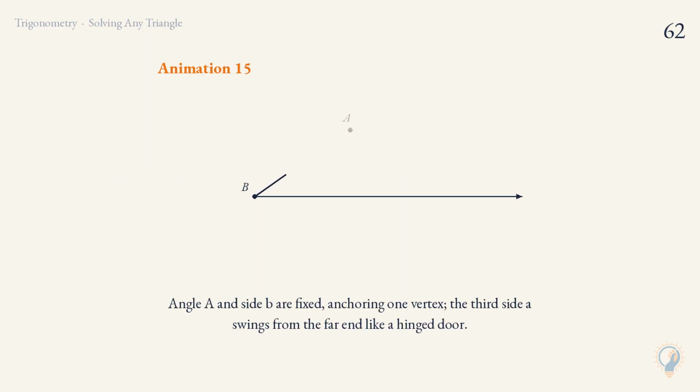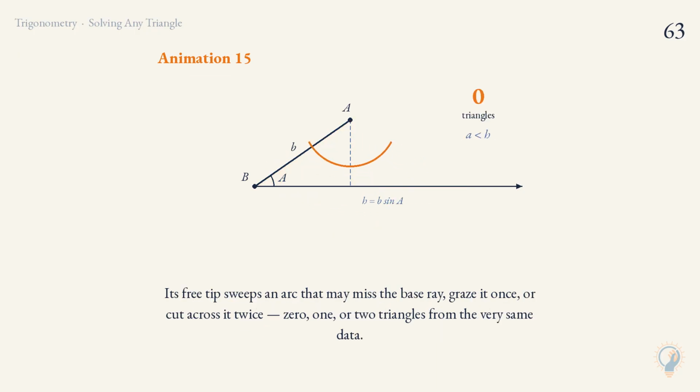Animation 15. Angle A and side B are fixed, anchoring one vertex. The third side A swings from the far end, like a hinged door. Its free tip sweeps an arc that may miss the base ray, graze it once, or cut across it twice. 0, 1, or 2 triangles from the very same data.